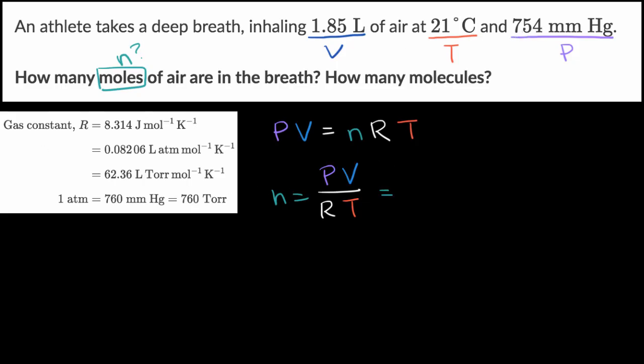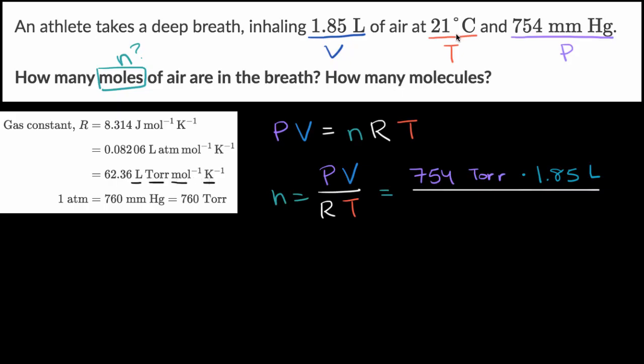So let me write that down. This is 754 torr, and then we're going to multiply that times the volume, 1.85 liters. They give the volume in liters in several of these versions, and we're probably going to use the one that has liters, torr, moles, and Kelvin. That is going to be divided by the ideal gas constant. I'll use this version because it uses all of the units that I already have.